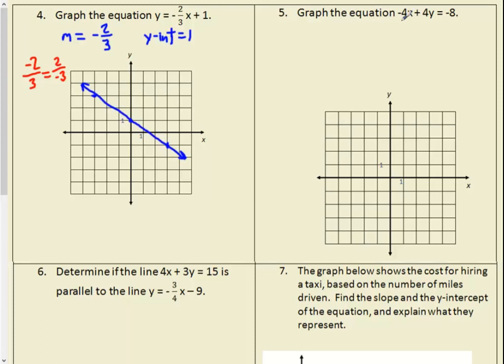In number 5, graph the equation negative 4x plus 4y equals negative 8. Here, we want to put this in slope-intercept form first. So because it's a negative 4x, I'm going to add 4x to each side.